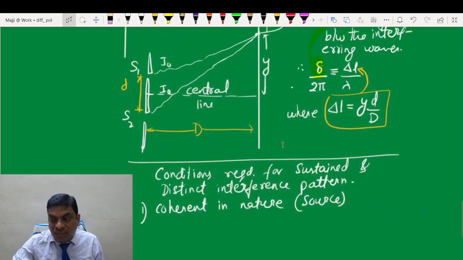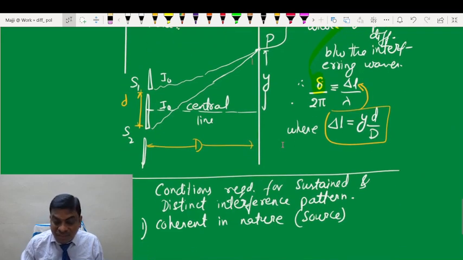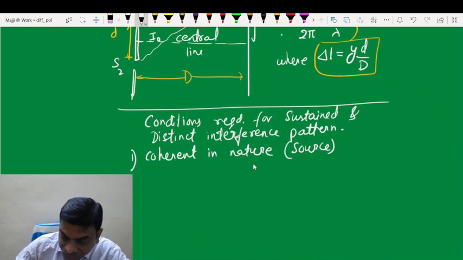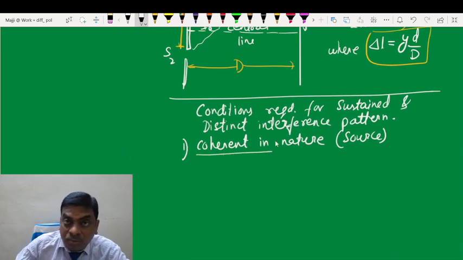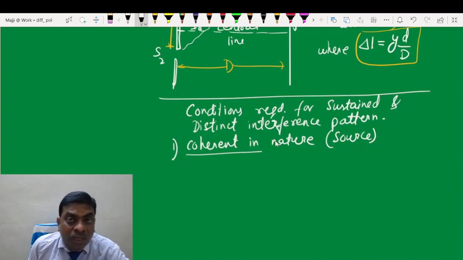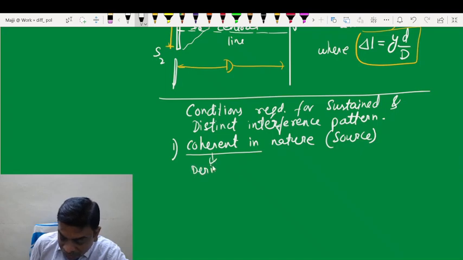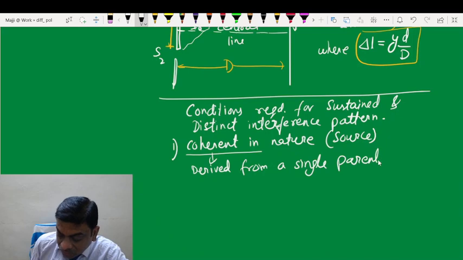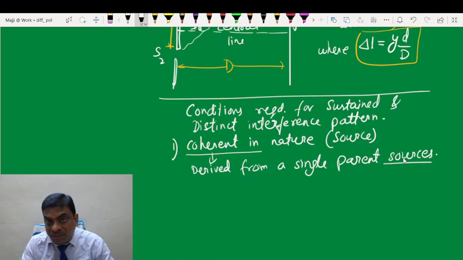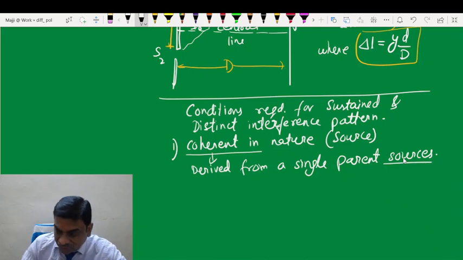So therefore, if we want to see distinct interference pattern, that is distinct bright and dark fringes, then certainly they should be coherent. Now coherent sources should be derived from a single parent source. Two independent sources cannot be coherent because there cannot be any phase relation between the individual waves which are emitted by the two sources, right?